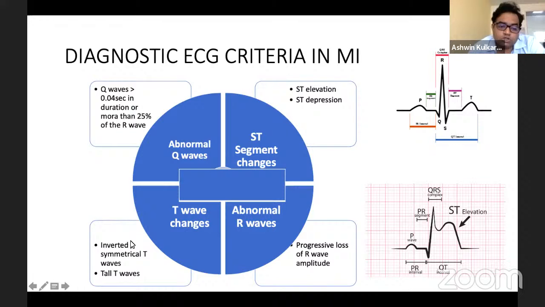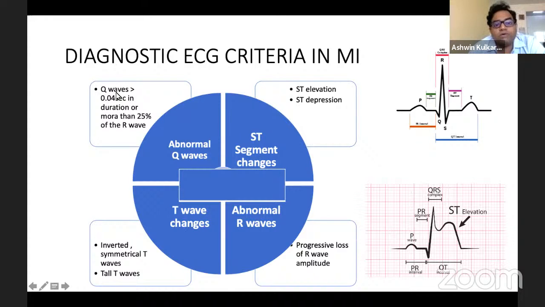T waves are usually upright, but in ischemia there can be inverted waves, which are symmetrical and inverted, and sometimes there will be tall T waves, which we'll discuss further. Another important aspect is the appearance of Q waves, the capital Q, that is, deep Q waves which are more than 25% of the height of the R wave. So this description is quite important.